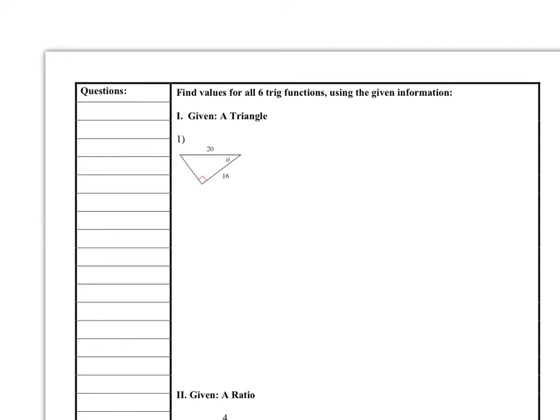So in every one of these we're asked to find all 6 trig functions. So that means we're going to definitely be using SOH CAH TOA. Now, if you've ever had Miss Wesley, you know who she is, she often uses the phrase, "Some old horse caught another horse taking oats away."